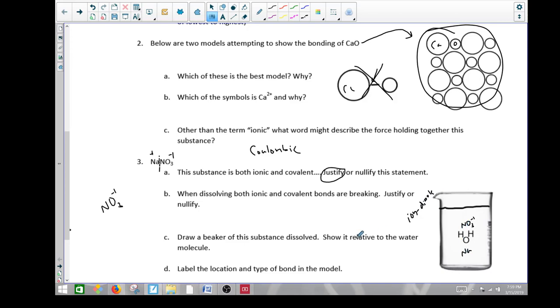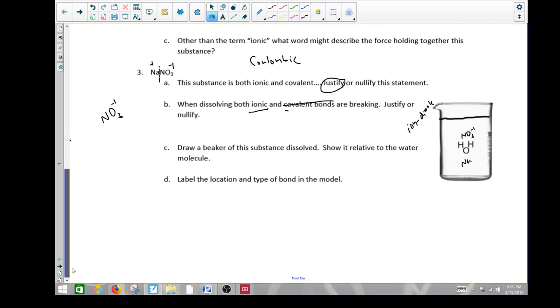And what did we break there? We actually only broke ionic bonds. The covalent bond did not break. Draw the molecule, show how it dissolves. We did that already. Label the location and the type of bond.